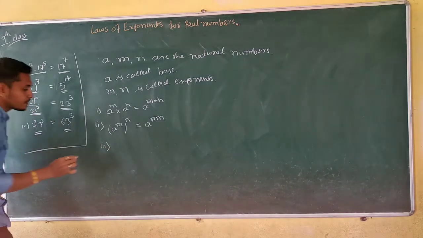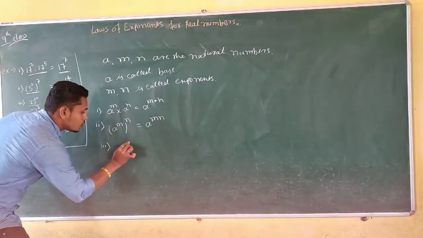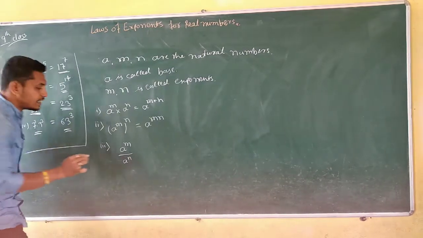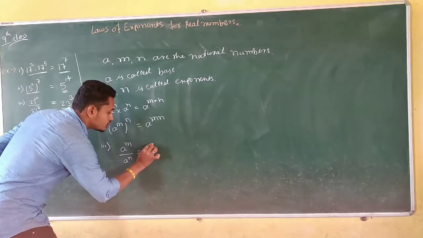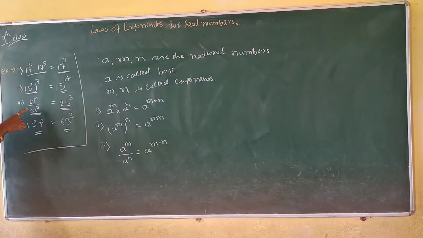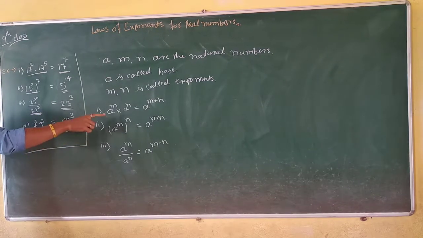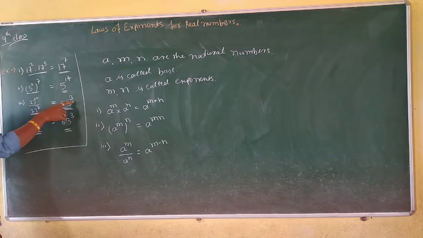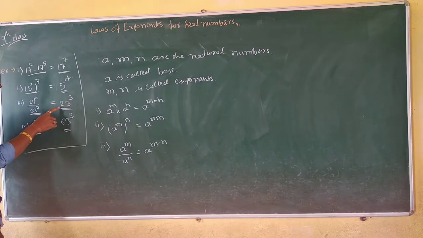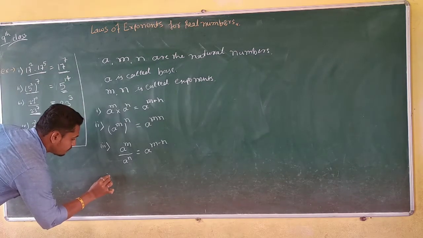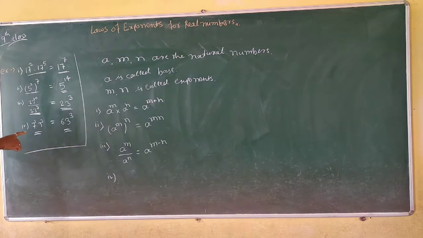Third one, see here: a raised to m divided by a raised to n is equal to a raised to m minus n. See here, 23 raised to m minus n, which means 10 minus 7, 3. That's why we write 23 raised to 3. Is it right?